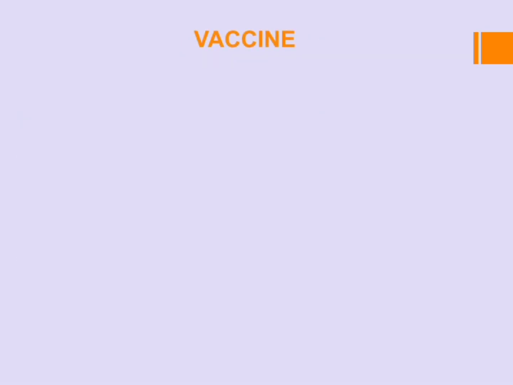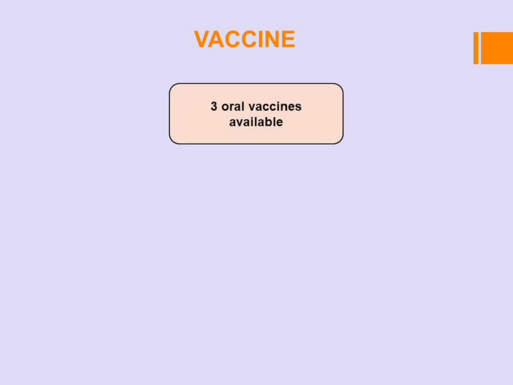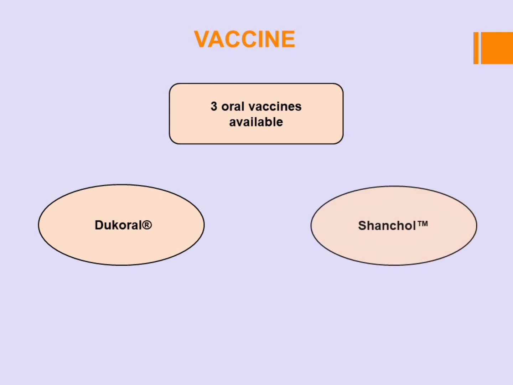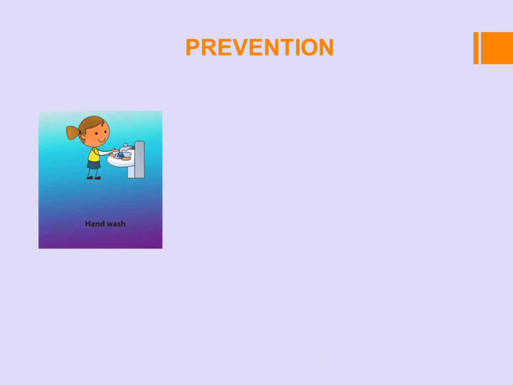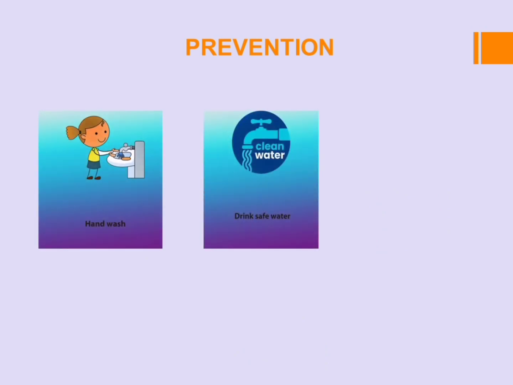Cholera vaccine is used for active immunization against cholera. There are 3 oral vaccines available, that is Dukoral, Shanchol and Euvichol. Prevention: wash hands with soap and water frequently, drink only boiled water, eat only completely cooked food. So in this video we learnt about tuberculosis, pneumonia and cholera.